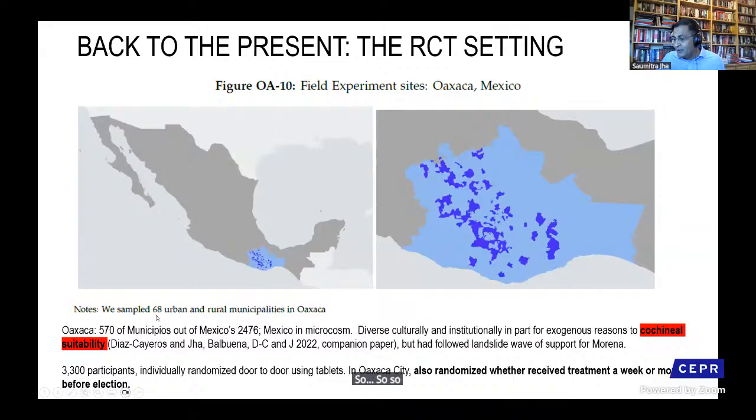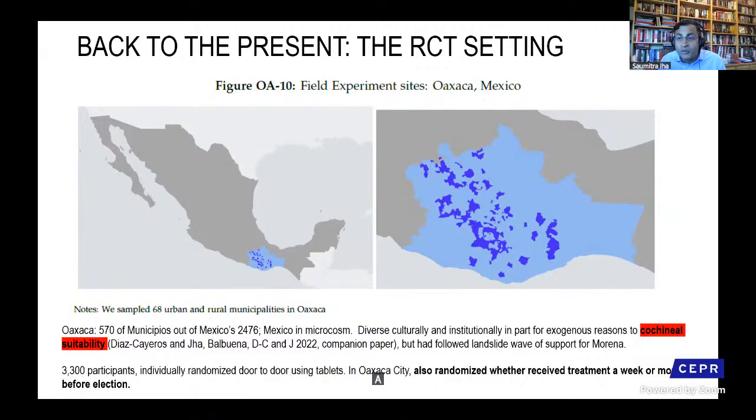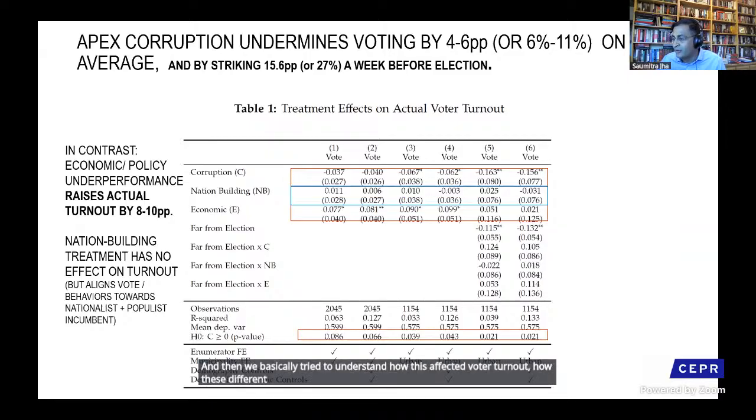So what we did here is we sampled 68 urban and rural municipalities in Oaxaca, including Oaxaca City, which is the main metropolis there. Within Oaxaca City, we also randomized whether people got the treatments, these videos, a week or a month before the election. Then we tried to understand how this affected voter turnout, how these different videos, as well as the financial exposure I mentioned.